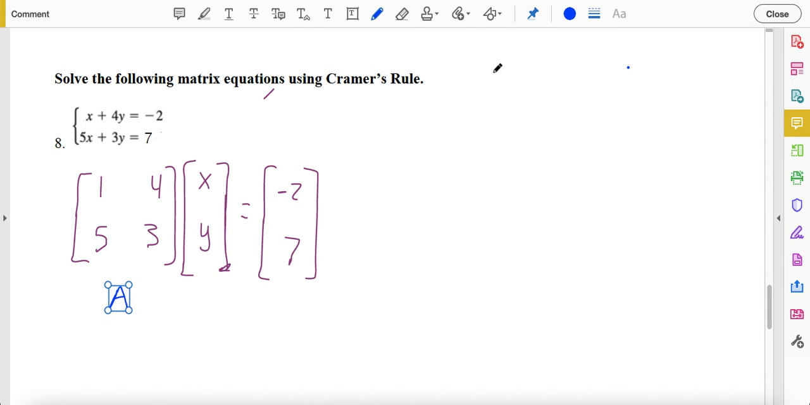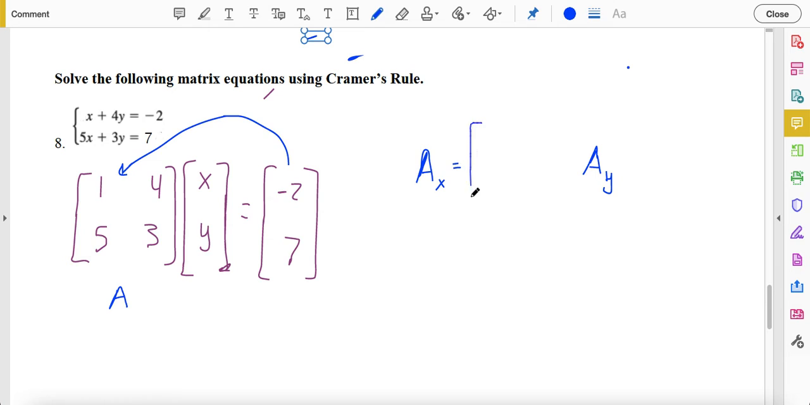And what this involves is essentially creating new matrices. We'll call them AX and AY that we create by substituting in this constant column for each column. So if we want to solve for x, we're going to substitute this -2, 7 in for the x column. Notice I call it the x column because it came from the x coefficients.